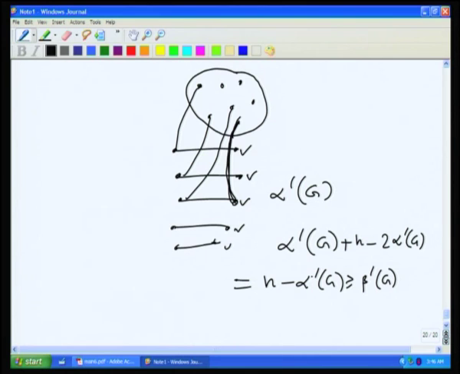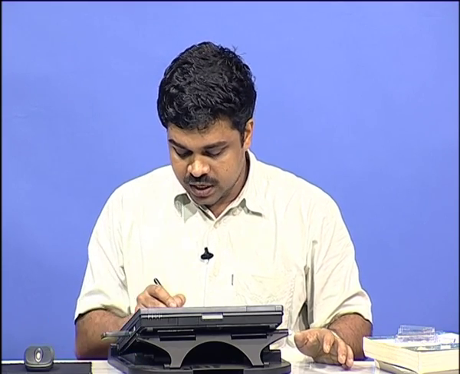What have I now shown? I have taken a biggest matching and showed that, using that biggest matching, I can get an edge cover of the graph so that its cardinality is n minus alpha dash of g. Of course, our edge cover can be less than that. So we write this equation.